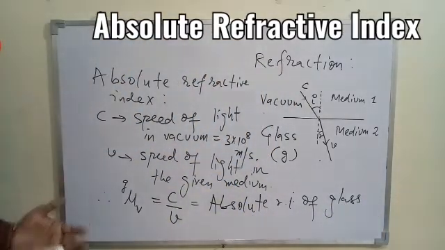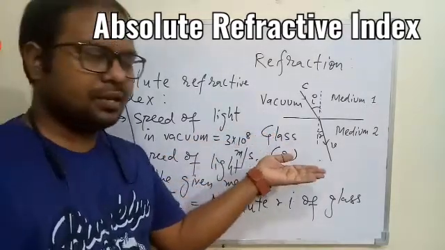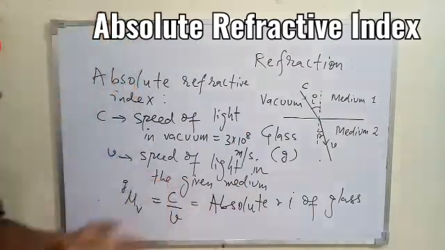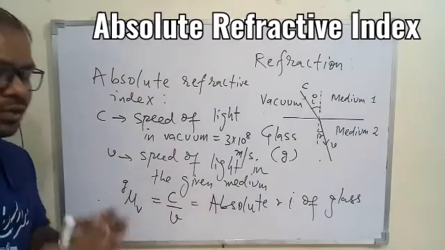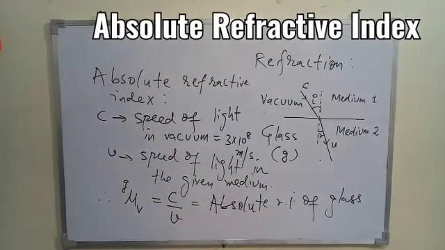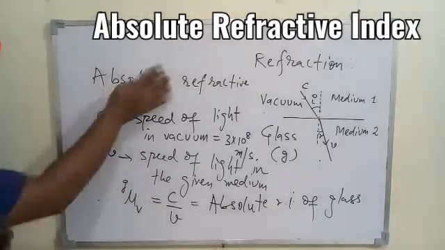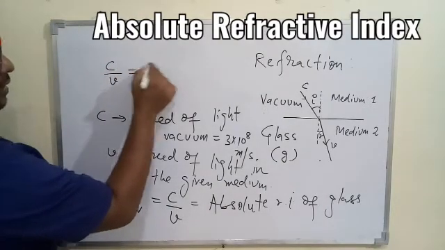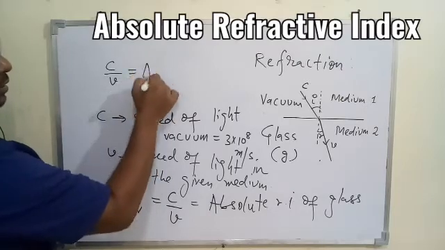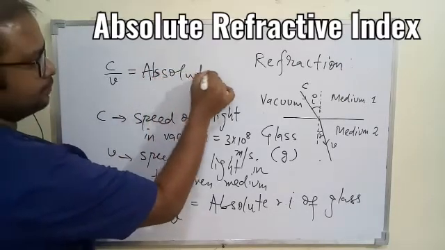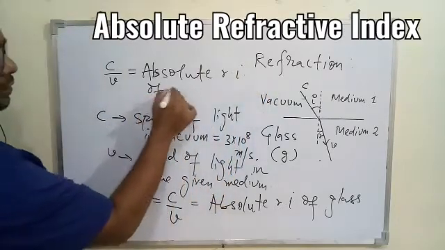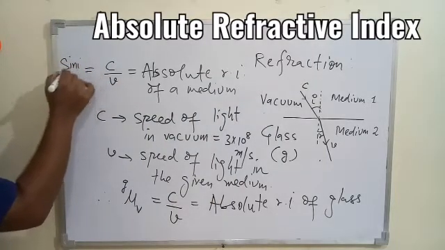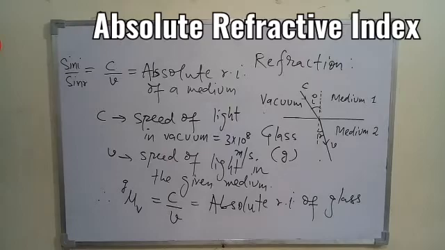I am repeating again, if we are finding the refractive index of a medium with respect to the vacuum, that is, medium 1 is vacuum and medium 2 is the medium given to you, then the refractive index is also called absolute refractive index. So that is the formula we are getting here, c upon v. So c upon v is the absolute refractive index of a medium, and that will also equal sin i upon sin r. That is the only thing you have to remember.